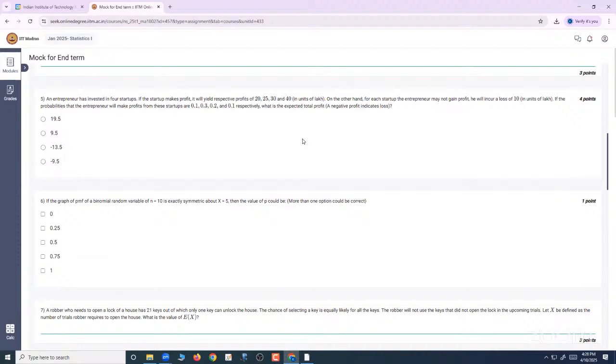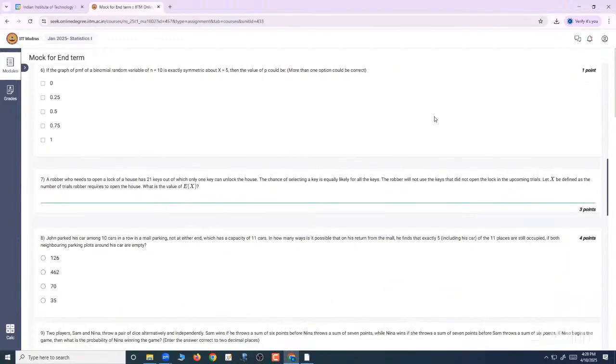Fine? Yes, ma'am. Okay. Now, next question. A robber who needs to open a lock of a house has 21 keys, out of which only one key can unlock the house. So he has 21 keys in his hand, and out of those 21 keys, only one would unlock that house. Now, the chance of selecting a key is equally likely for all the keys.